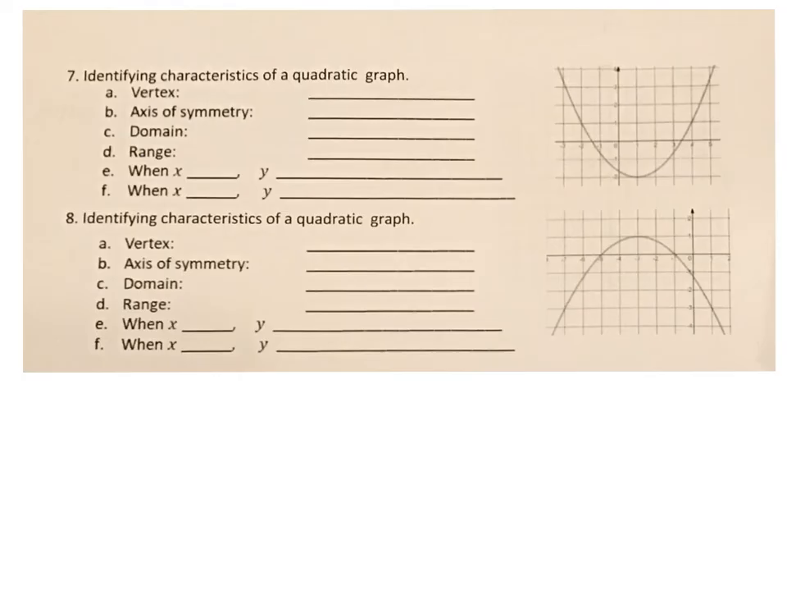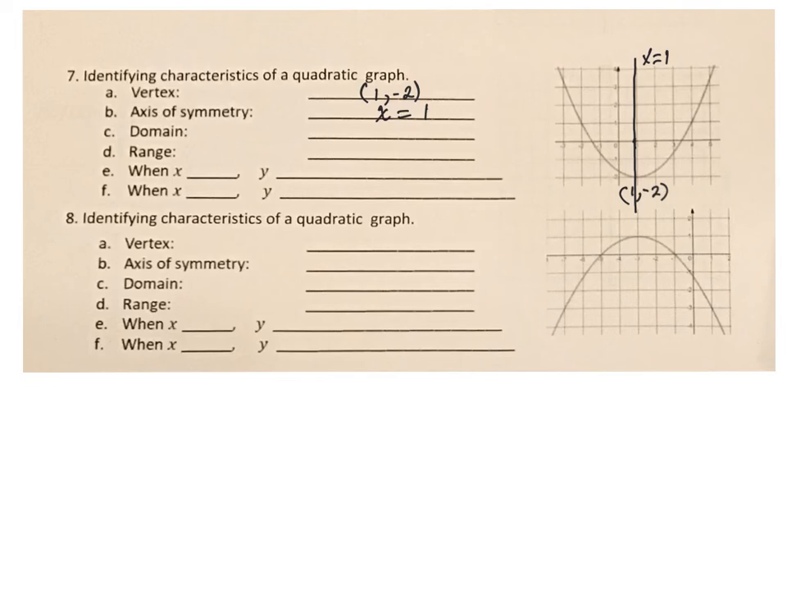In example number 7, we need to identify all the features or characteristics of the parabola. So part A, the vertex is right 1 down 2. So h is 1 and k is negative 2. Let's write that down. Our vertex is going to be at (1, -2). The axis of symmetry is the line that divides the parabola in half. So it's x equals 1, or h equals 1. So we say axis of symmetry, x equals 1.